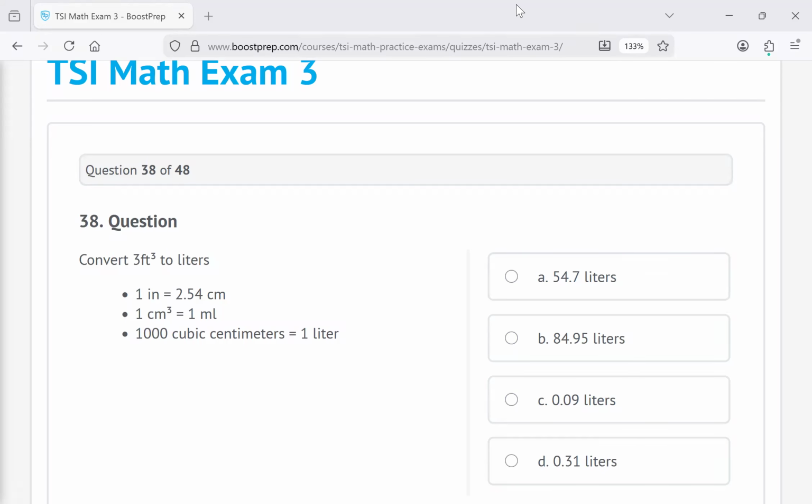Hello, this is part two of the TSI Math Exam 3. So we'll finish off on this video. We stopped off on question 38, and we've got to convert 3 feet cubed to liters.